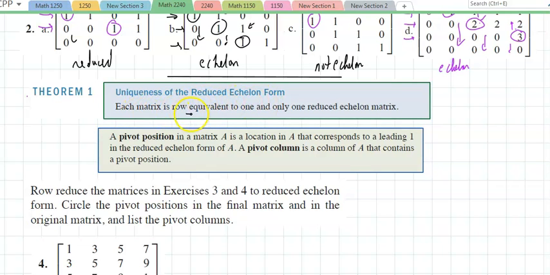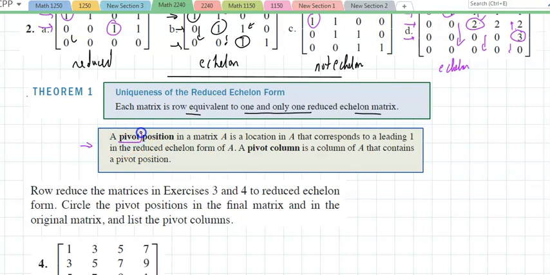Each matrix is row equivalent to one and only one reduced echelon form, which means if I reduce a matrix, I can only get one echelon form. You can't do it one way, get an answer, and do it another way, get a different echelon form. You'll get the same one regardless. This is a very important definition.